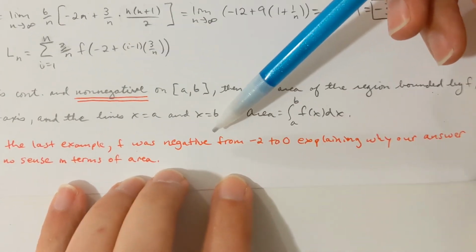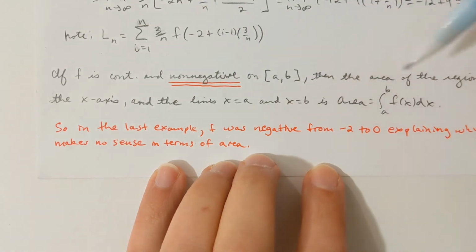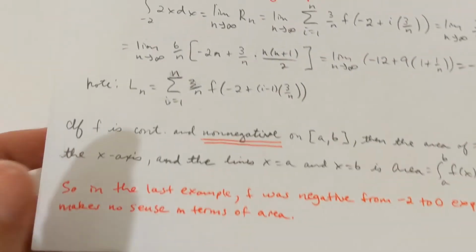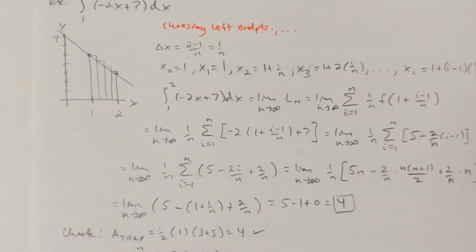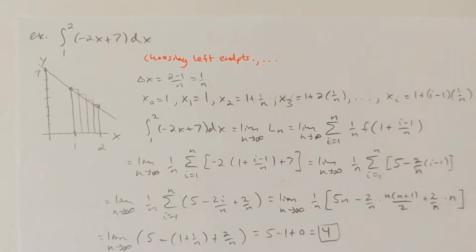So in the last example, f was negative from negative 2 to 0, explaining why our answer makes no sense in terms of area. Of course, one of the things that I would like you guys to pay attention to when you're working with the limit of a Riemann sum and definite integrals is, if you get a negative, take a look at your problem and make sure that that is reasonable. We can probably know early on in a lot of these problems if we end up getting a negative and if that would make sense or not. So, okay, let's take a look at another example.